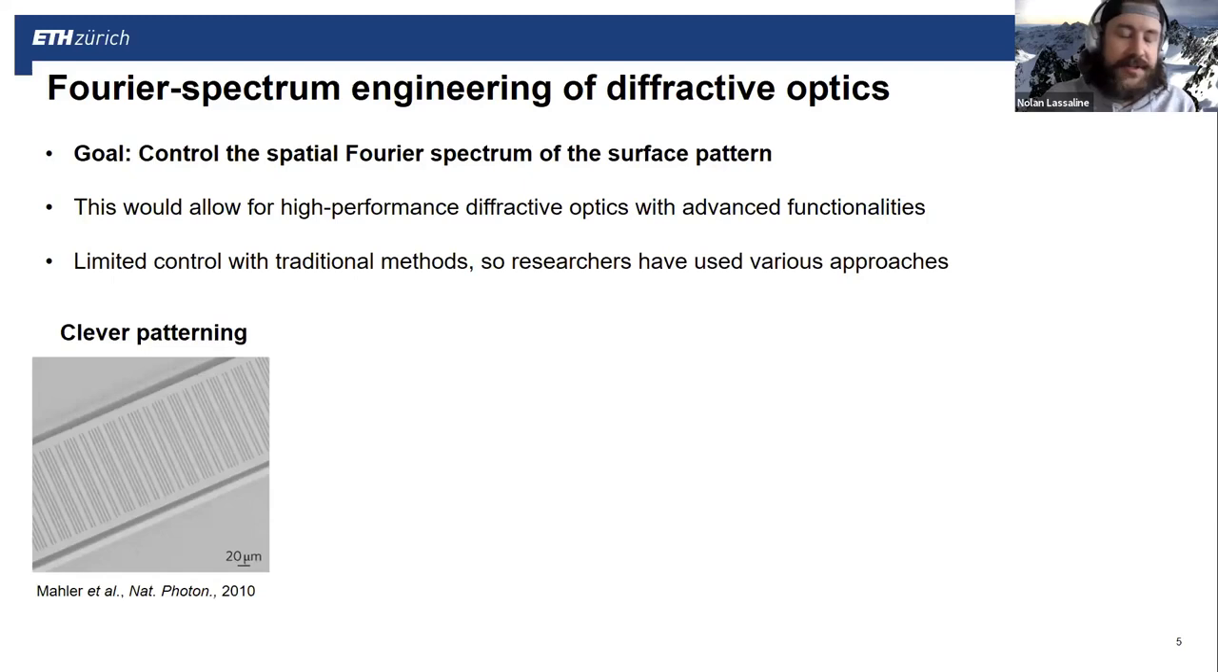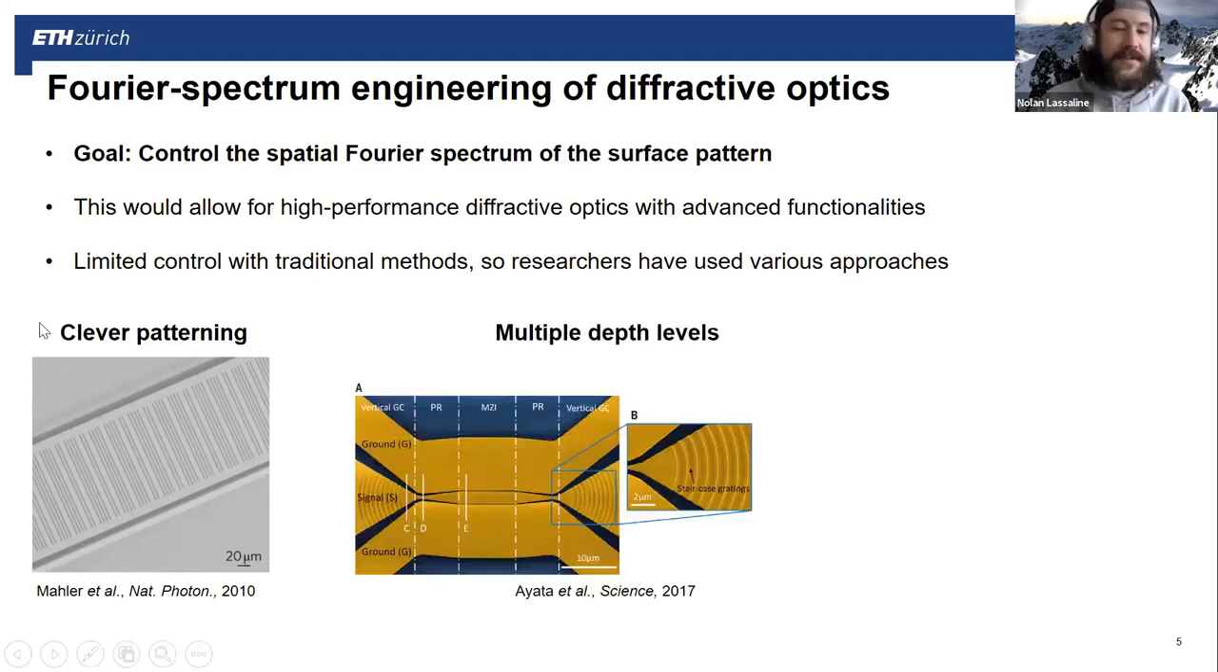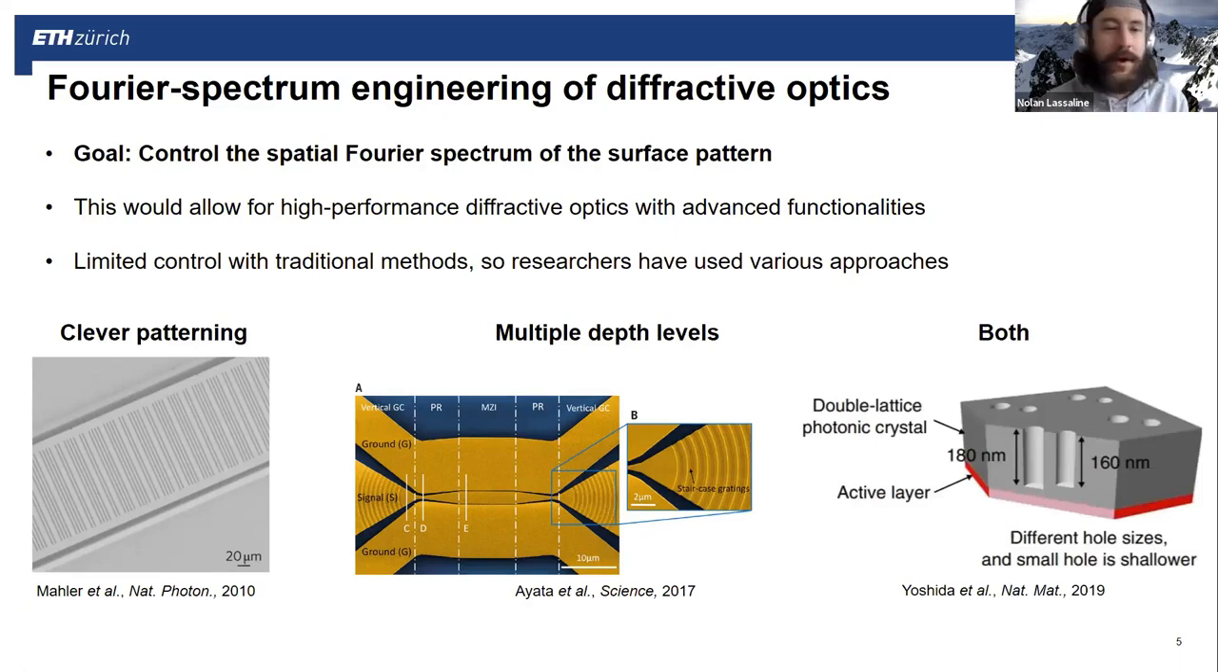And again, just to show some notable modern examples, what people have tried to do is to arrange their patterns in some particularly clever way on the surface, shown here with a quasi-periodic pattern. People have also implemented complex process cycles where you have multiple depth levels from multiple etching steps. Or you can do both, and some infinite combination of all these complexities, as shown here, where they had some pattern and these different depth levels.